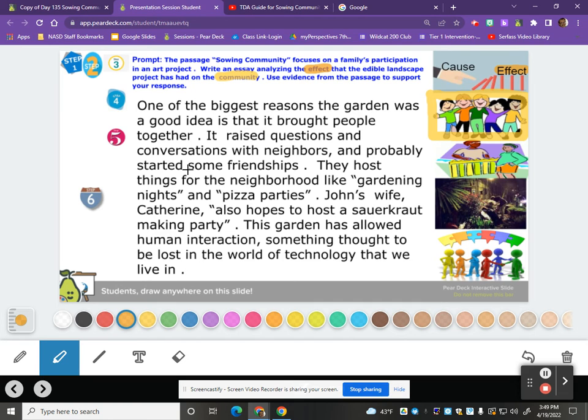So one of the biggest reasons the garden was a good idea is that it brought people together. Well, that sounds like community to me. Brought people together. And the reason the garden was a good idea is that so that we got an effect here as well. So I'm going to draw a line from the effect to brought people together. That was one of the effects of the what? The project. The garden. Yes. All right. It raised questions and conversations with neighbors and probably started some friendships.